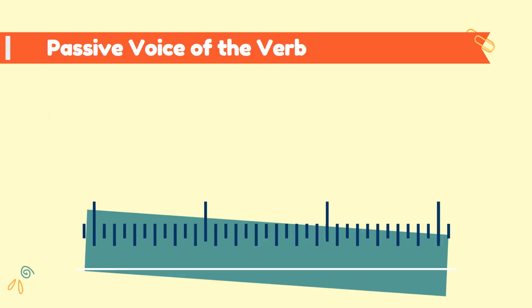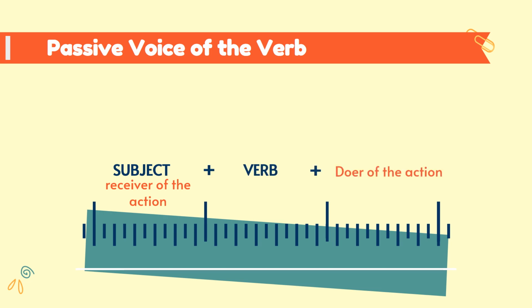After learning about the active voice of the verb, let us now move on to the passive voice of the verb. We form the passive voice of the verb using this formula. Subject plus verb plus doer of the action. In the active voice, our subject is the doer of the action. Meanwhile, in the passive voice, the receiver of the action is now the subject. Let's take this for example.